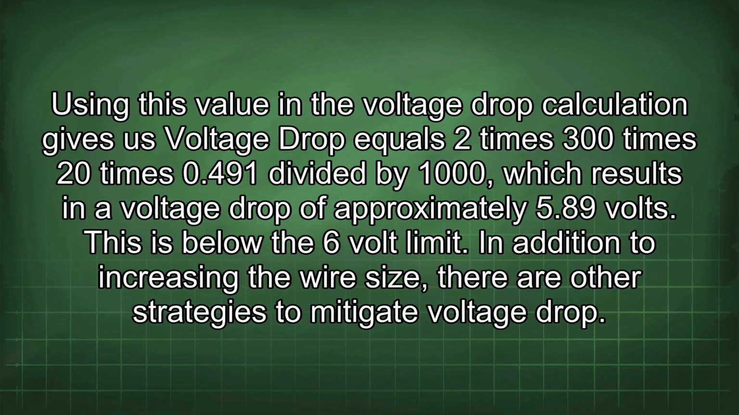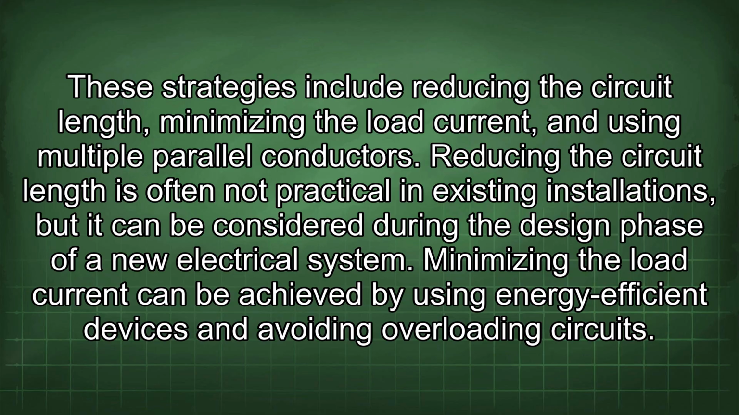In addition to increasing the wire size, there are other strategies to mitigate voltage drop. These strategies include reducing the circuit length, minimizing the load current, and using multiple parallel conductors. Reducing the circuit length is often not practical in existing installations, but it can be considered during the design phase of a new electrical system. Minimizing the load current can be achieved by using energy-efficient devices and avoiding overloading circuits.